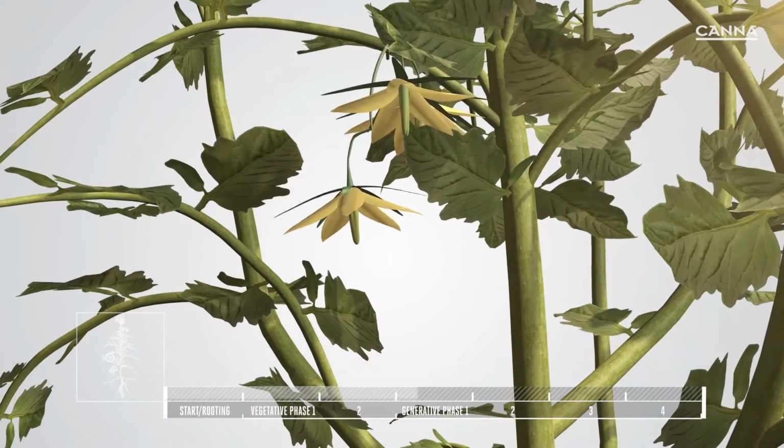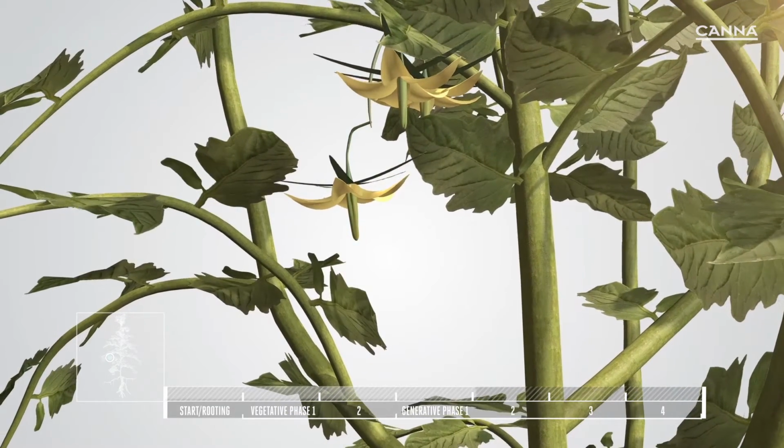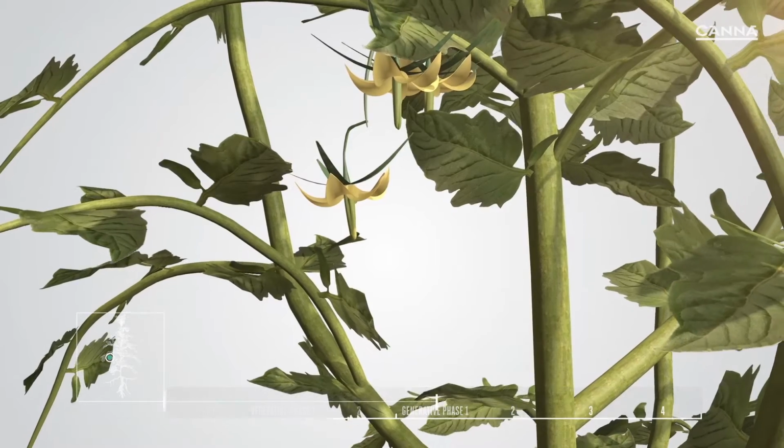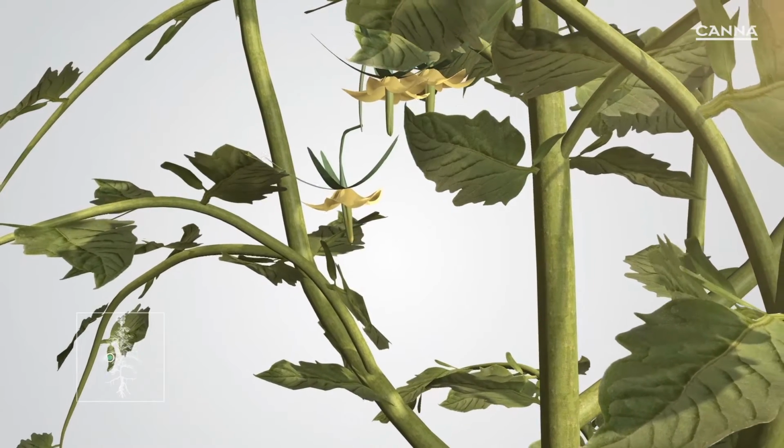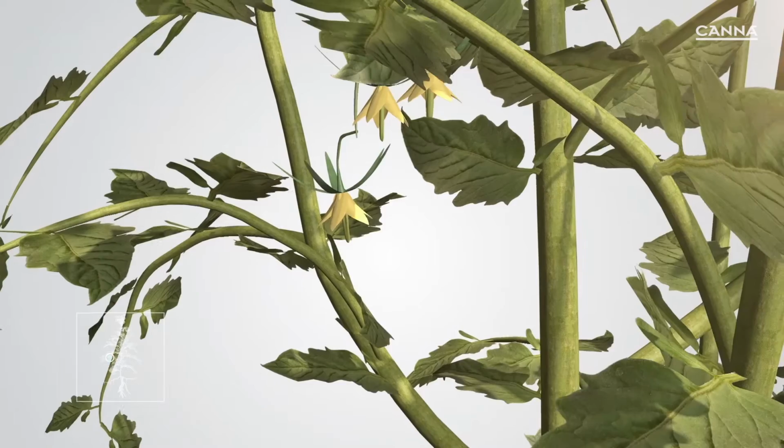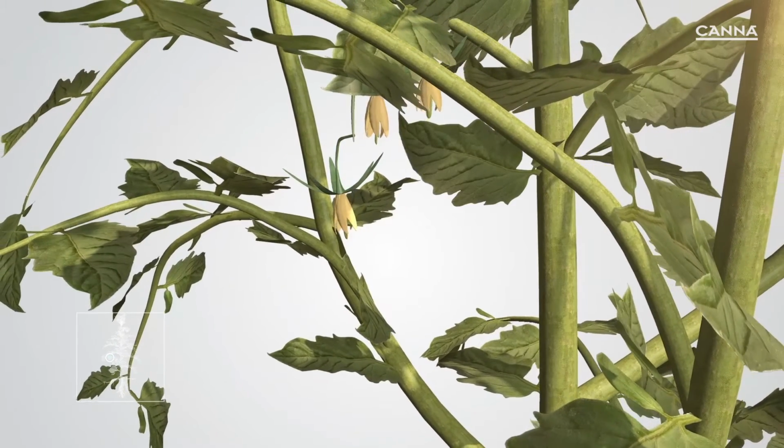As soon as the flower has reached its full size, it will start to fade. However, the ovary will remain and swell. This is the start of the next phase, when the ovary will need more phosphorus and potassium.